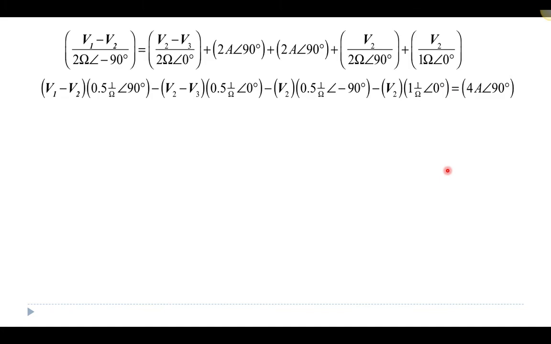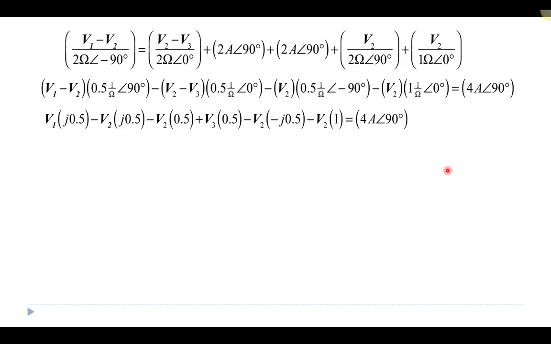So let's combine terms as much as we can, which means that we need to take all of these terms and convert them into their rectangular form and factor out. So 0.5 at 90 degrees is an imaginary piece multiplied by both terms, V1 and V2. 0.5 times 0 is just a real piece multiplied by V2 and V3, with the minus sign out front factored through.